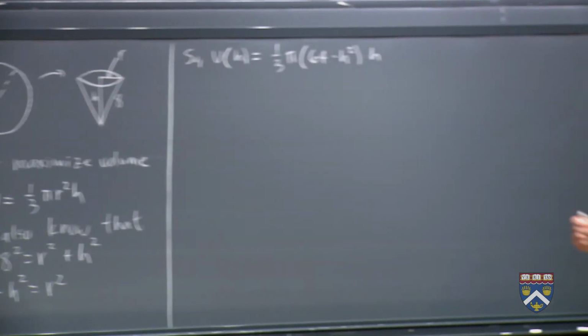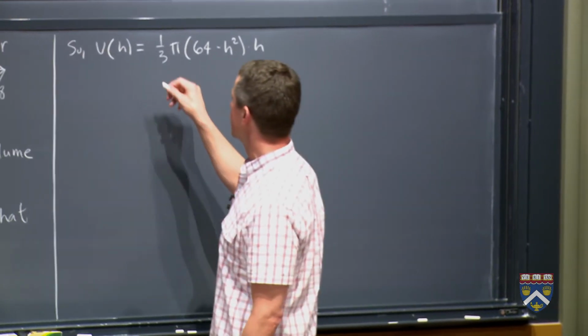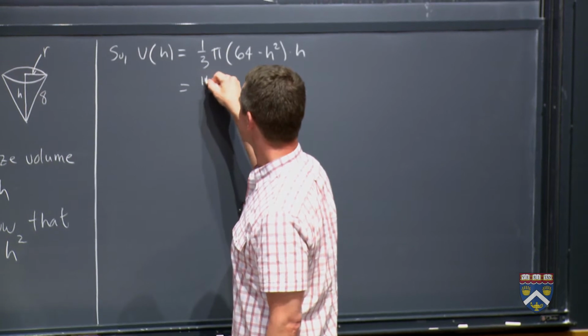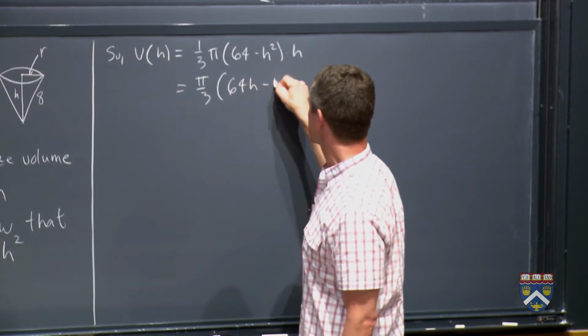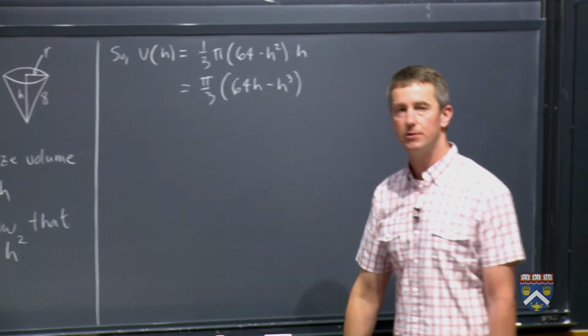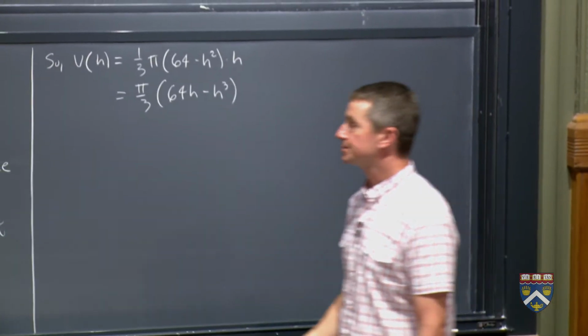As written, we'd have to use the product rule. If we want to save ourselves the trouble, I'm going to write this as just pi over 3 times, I can just multiply this h in, 64h minus h cubed. And now there's no product rule to deal with. So now we just take the derivative.